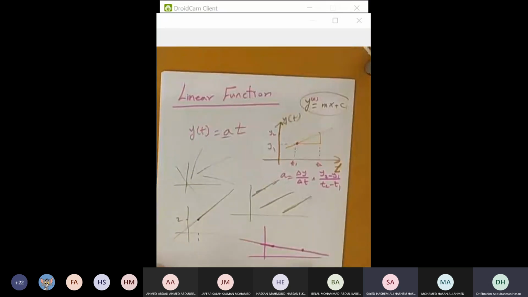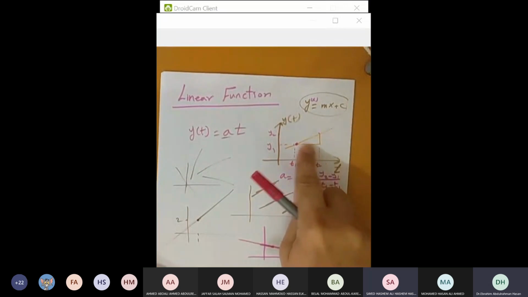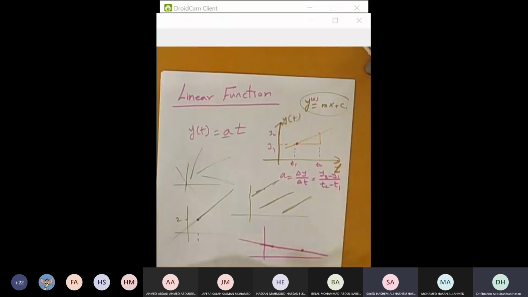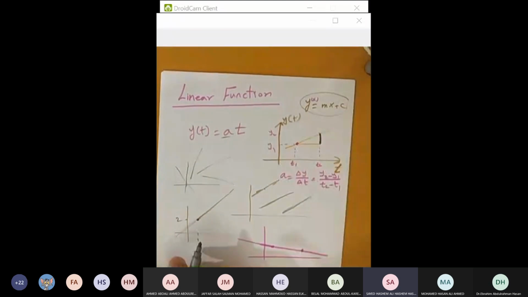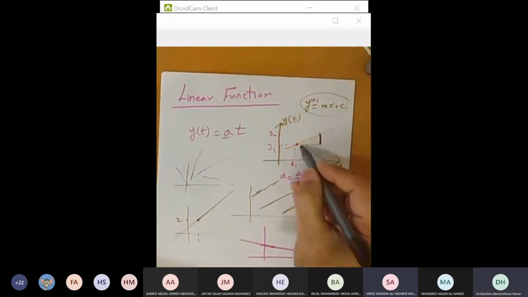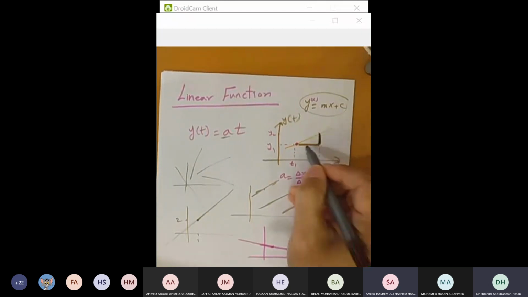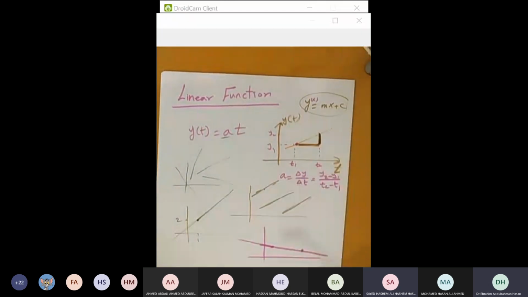Here, when I said that it is delta y divided by delta x, delta y is this one. Delta x, which is delta t, here it is this one. So if I divide this with this, what will I get?